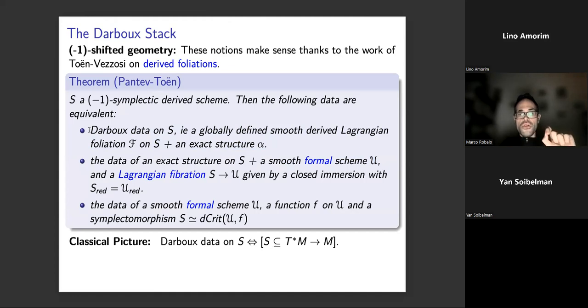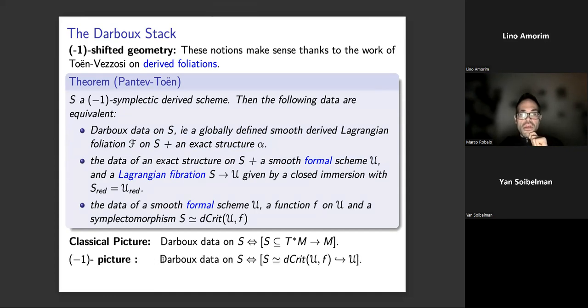In a classical picture, in a zero symplectic picture, Darboux data on S would be just an identification between S and T star M, a map from S to T star M. In this -1 shifted symplectic picture, the Darboux data on S is an identification of S with a derived critical locus and an inclusion into U. So the claim is that this inclusion of the derived critical locus inside U is always a Lagrangian fibration, and the fibers form a Lagrangian foliation.